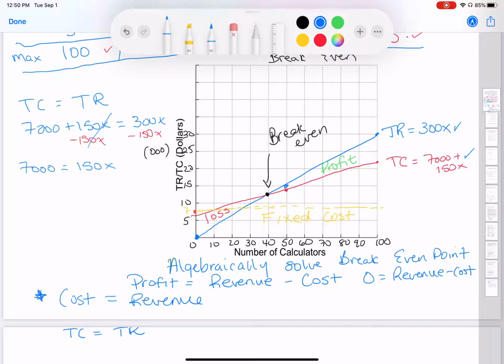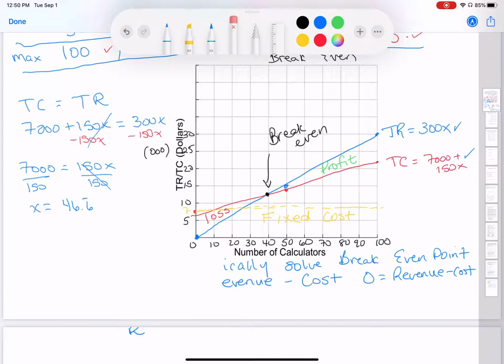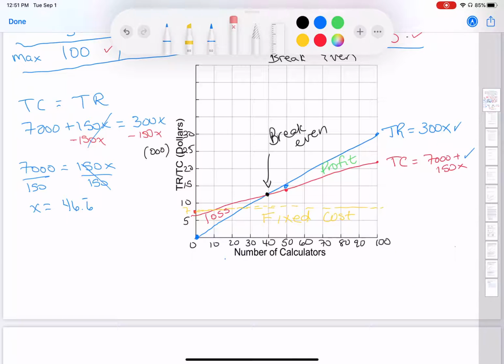And 150x means 150 times x. So if I divide both sides by 150, I get x is equal to 46.6 repeating. Okay, so we know that if we make 46.6 repeating calculators, we're going to break even. Now, if we're reporting this, clearly we're going to say, well, we need to make 47 calculators. We don't break even at 46 calculators. We haven't made enough. At 47, we're a little bit over, but we're selling calculators, so we can't sell a part of a calculator. But in the theoretical way of looking at it, we can report our break-even point as 46.6.